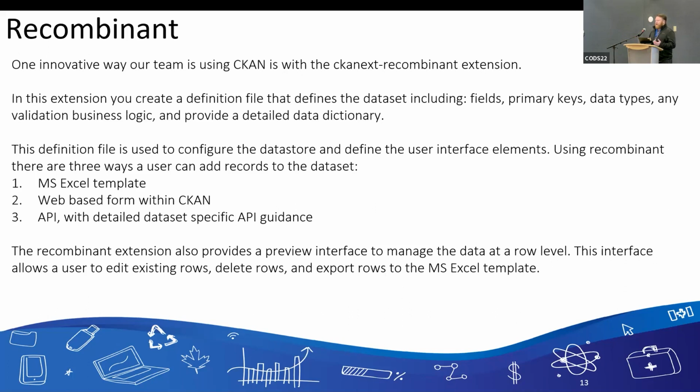This definition file is used to define the user interface elements in recombinant, and it offers three different ways for data publishers to manage the data. There's a Microsoft Excel template. There's also a web form, and there's the API, but it will give you very specific API guidance tailored to the specific data set. It also gives you a nice preview interface to see what data you've uploaded.